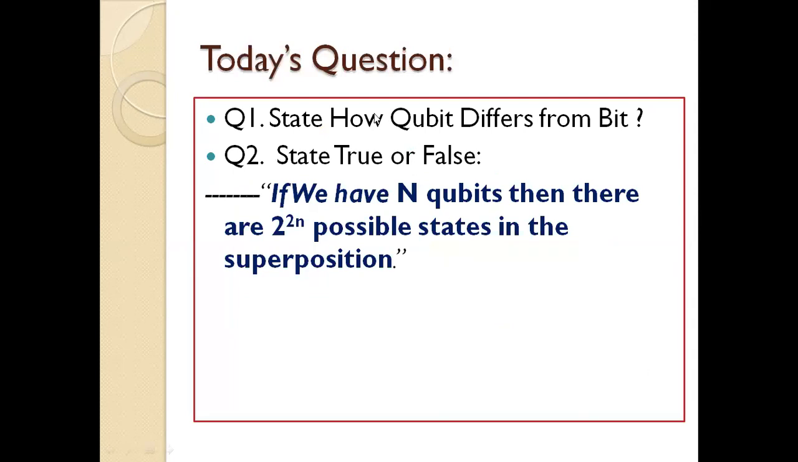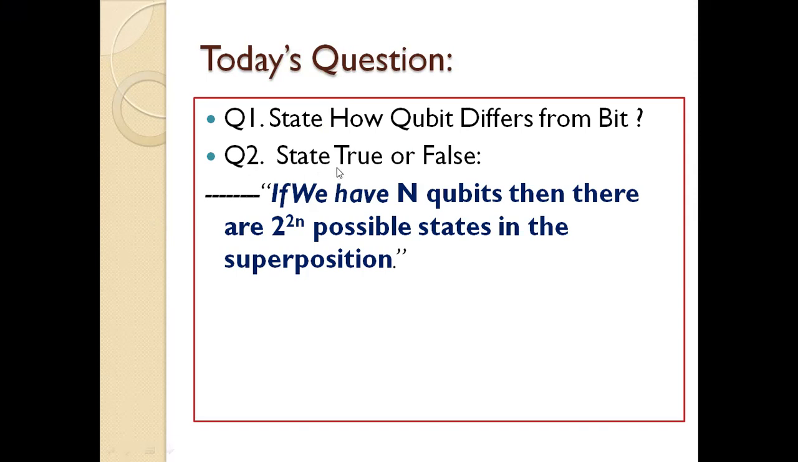Now let's come to today's question. State how a qubit differs from a bit. Don't forget to write the answer. I know that the question may seem easy to some, but you should not skip this. This will be question number 3 in this lecture because I'm covering all the basic points here. So question number 3 says: how do qubits differ from bits?